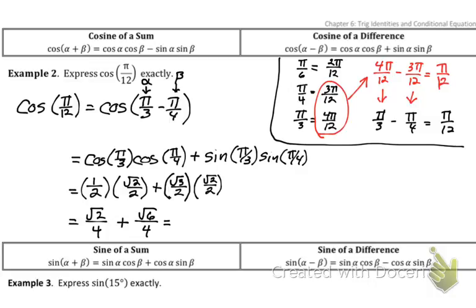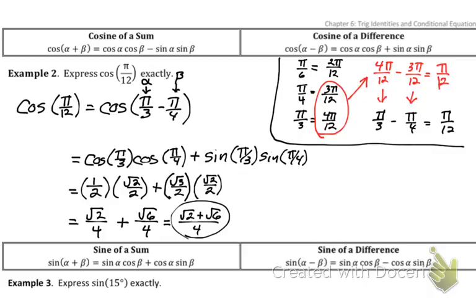These are two fractions with a common denominator, so we just add the numerators, so we have square root of 2 plus square root of 6 all over 4. There's absolutely no way to simplify that, so we are done. There's no radicals in the denominator. You can't push those two radicals together, so you are done. We're not going any further than that.